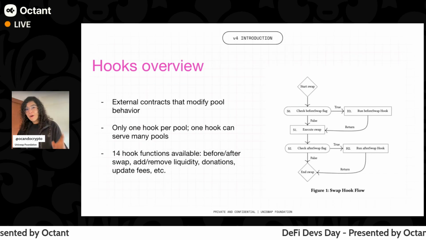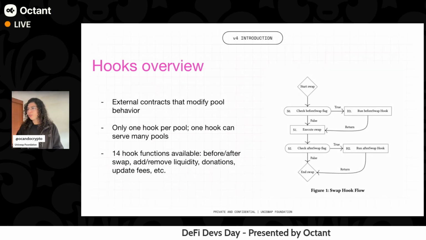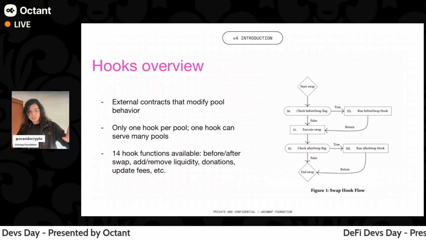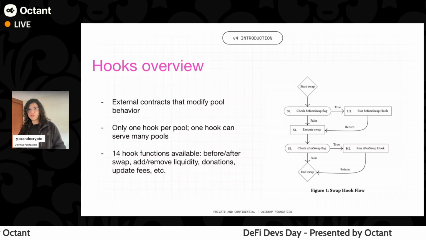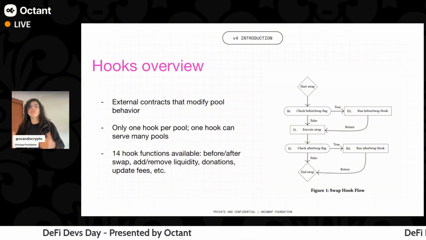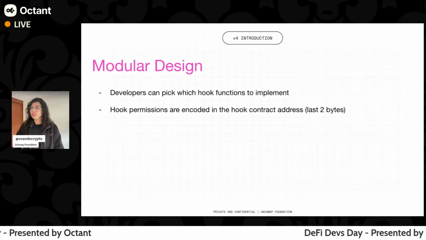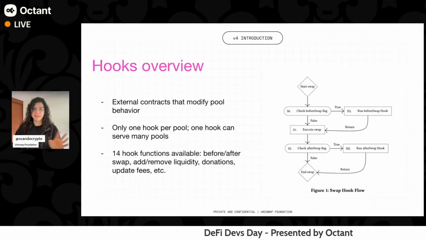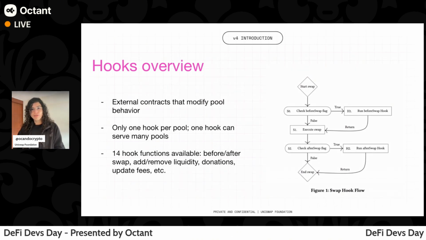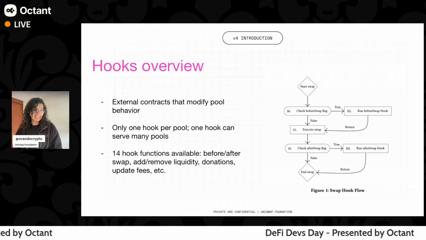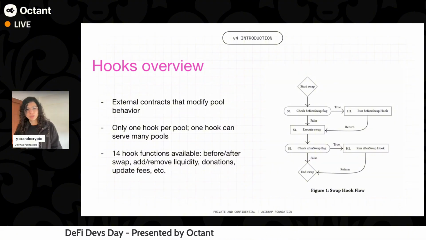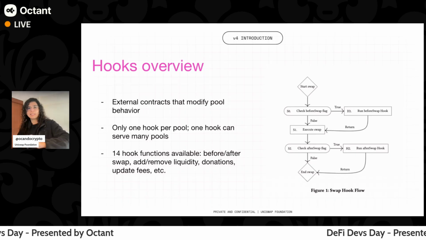So now let's talk about hooks, which are one of the innovations across the V4 space. Hooks are just, let's say, scripts that you can add to the swap cycle logic, meaning before and after the swap, you can choose what some of the logic is. We have 14 hook functions. I'm going to show it right here. Let me go back and show you that these are, again, external contracts that can modify the pool behavior. The most important thing in here is that only one hook can serve a pool, but then one hook can serve many. So you add one hook per pool, but then you can use it for whatever.